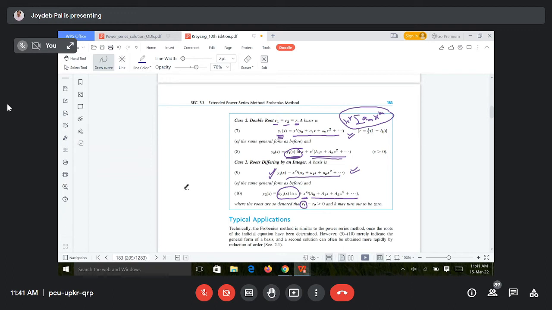Suppose the value of r is -3 and 1. Fine. So they are differing by an integer. Now what is the larger root here?